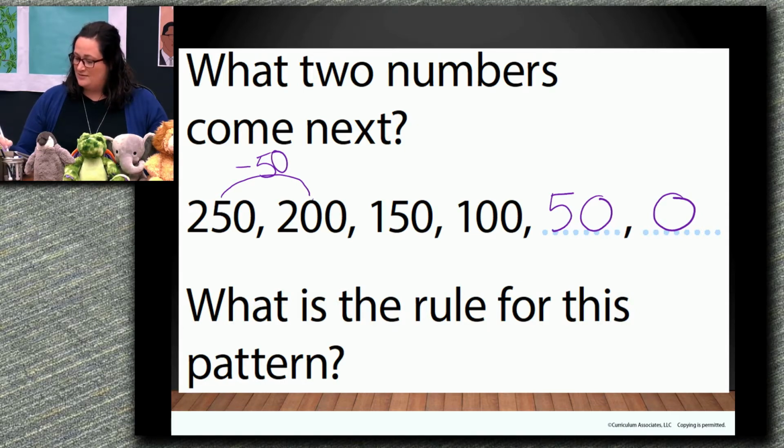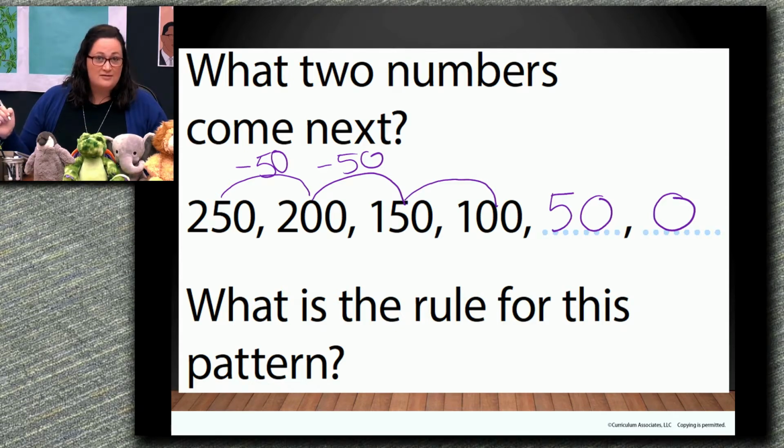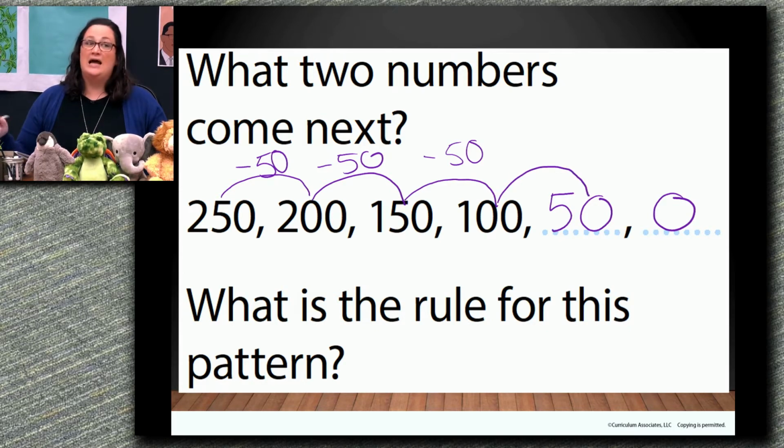How much did you spend? 50. And then you go to the next store, and you buy something, and now you only have $100 left. How much did you spend? 50. And then you go to the next store, and you spend money, and now you only have $50 left. How much did you spend? 50. You're a busy shopper.